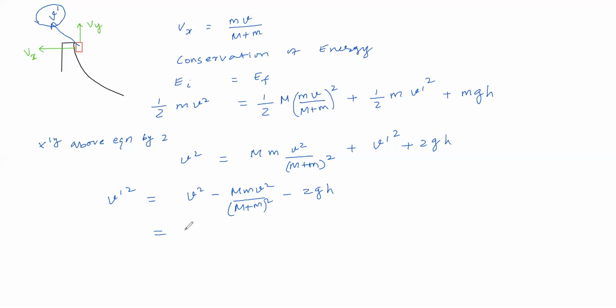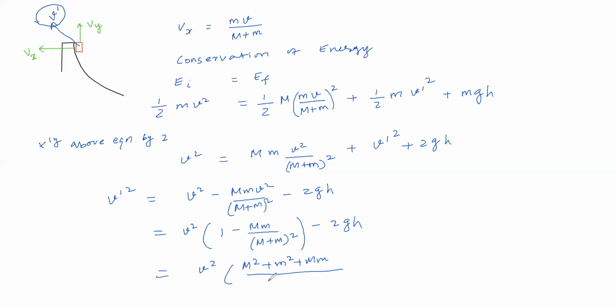Now we take v square common: v square into 1 minus m divided by (M plus m) whole square, minus 2gh. And we expand (M plus m) whole square, which is M square plus small m square plus 2Mm. So 2Mm and minus Mm will be cancelling, so that v square into (M square plus small m square plus Mm) divided by (M plus m) whole square, and this minus 2gh is there.